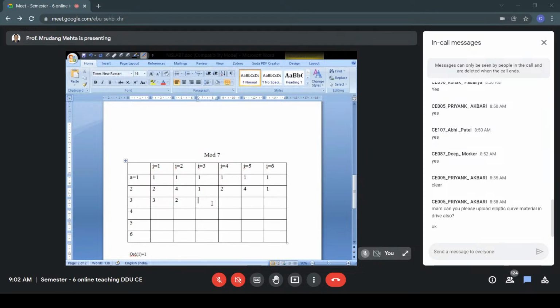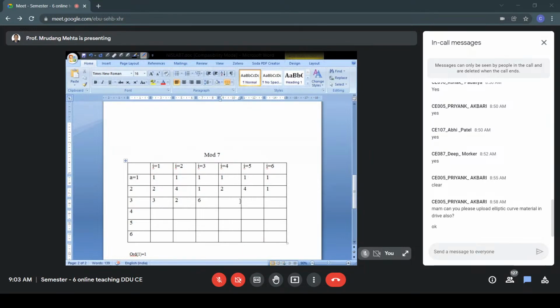We can write this. Now 3 raised to 4 is 81. So 81 mod 7, let us calculate it. Let me open my calculator, and you can also do this. 81 mod 7 results in 4.